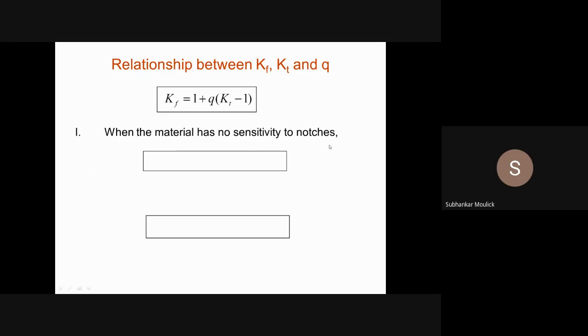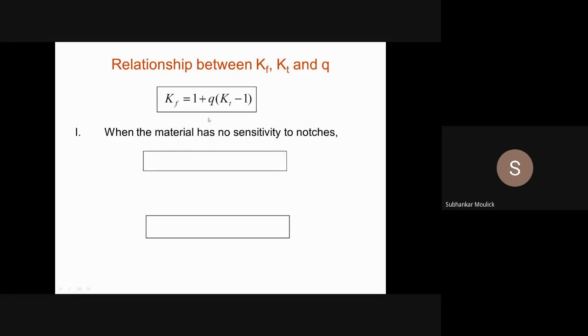That means when there is no notch, because when a material is having no notch, definitely there will be no sensitivity. Yes or no? If not even a single notch is present in any particular material, definitely there will be no sensitivity. Yes or no? Yes, sir. When there is no sensitivity, then which value in the given expression will be 0?